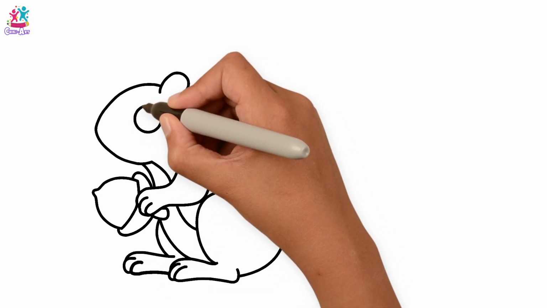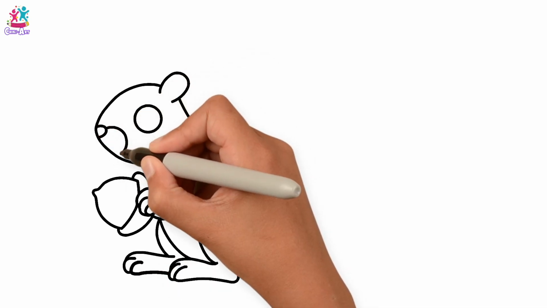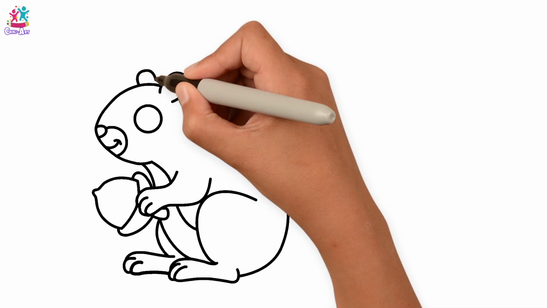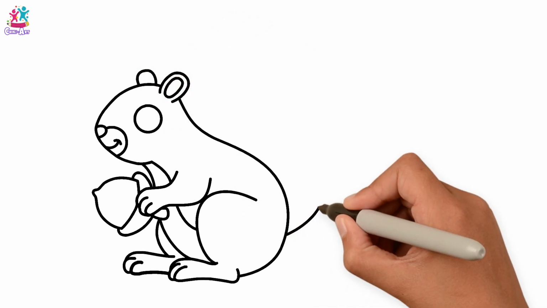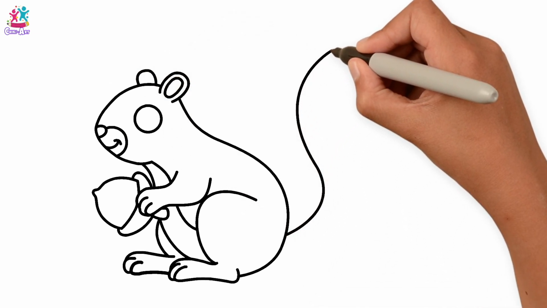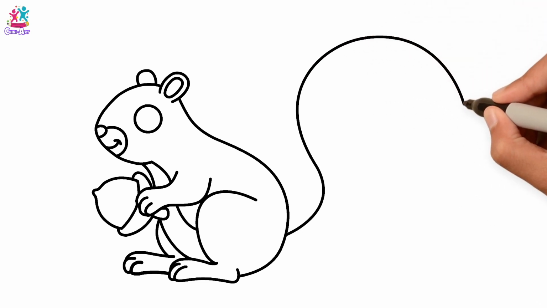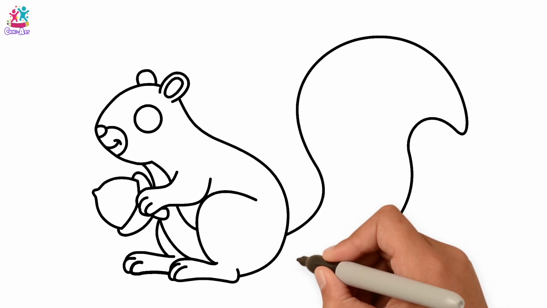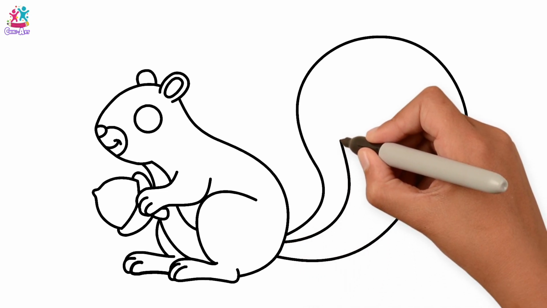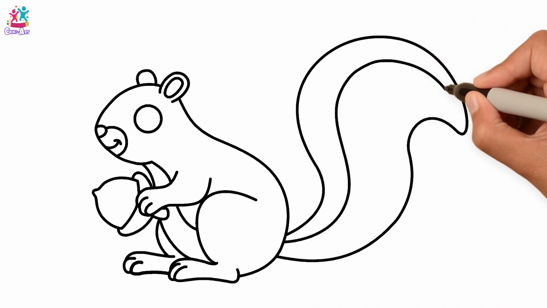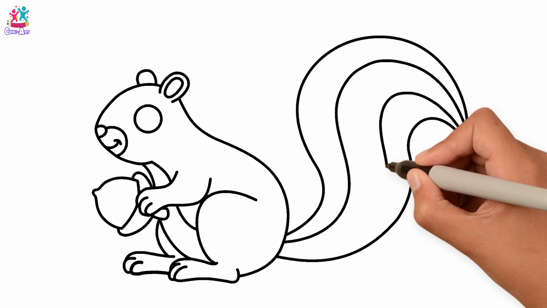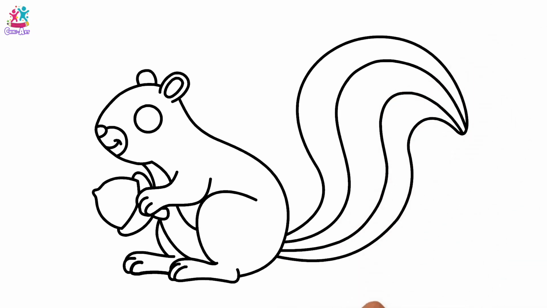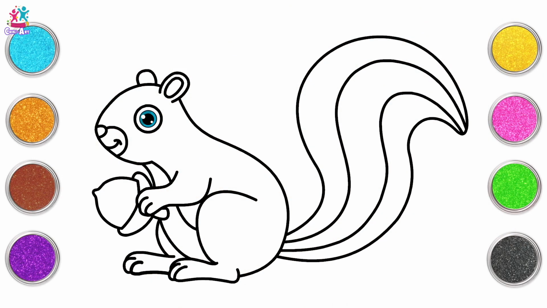Facial features, the eye, nose and mouth. The other ear. And finally, a big bushy tail. That's right, we've got to have a big bushy tail on a squirrel. Curvy lines. And done! Brilliant! Time to paint.